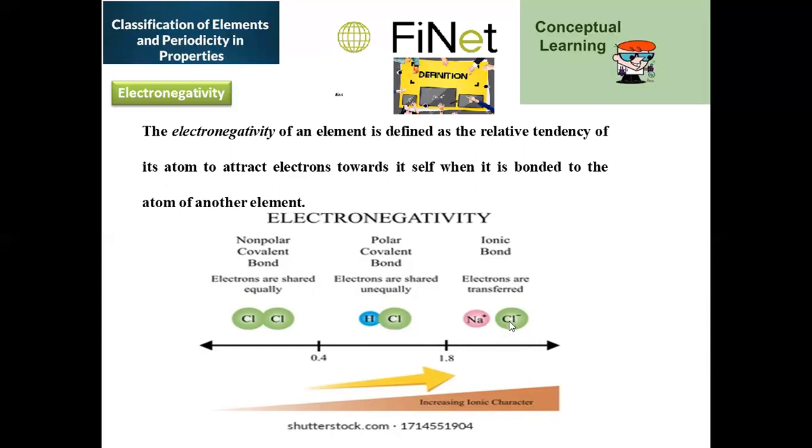And another case is sodium and chlorine, where complete shifting means electrons will not stay in between. Rather, sodium will lose and the chlorine will gain the electrons, and the chlorine will acquire the negative charge and sodium will gain the positive charge. So this is a condition where transfer of electrons is possible and able to form the ionic bond. Transfer of electrons is possible.